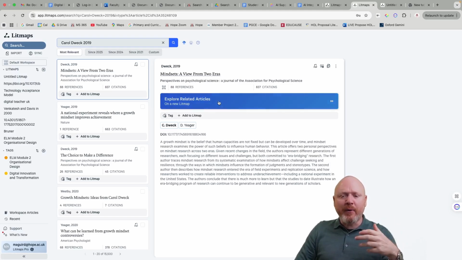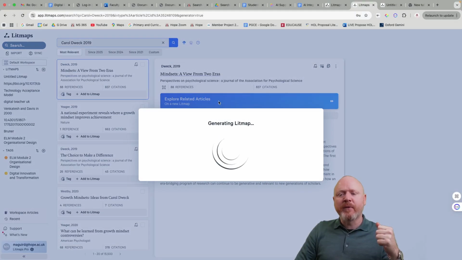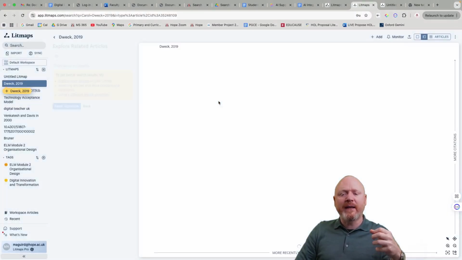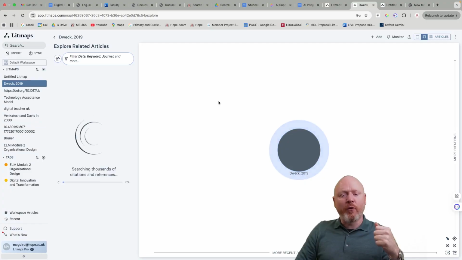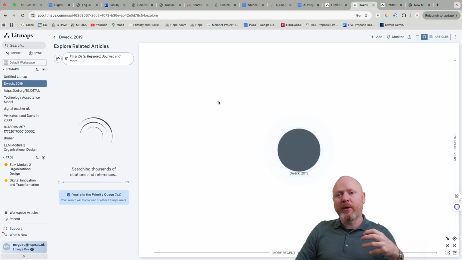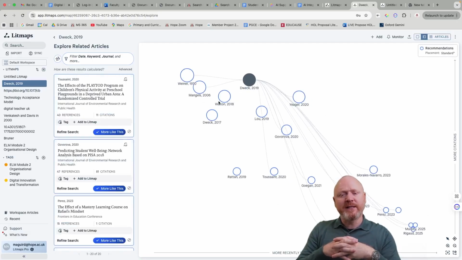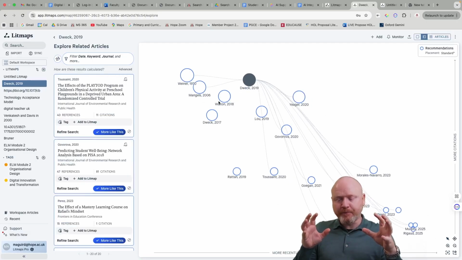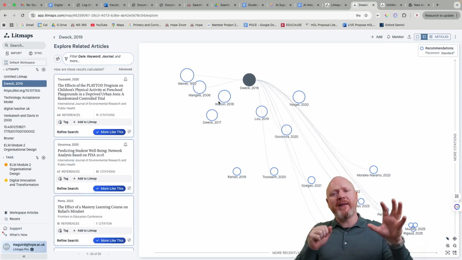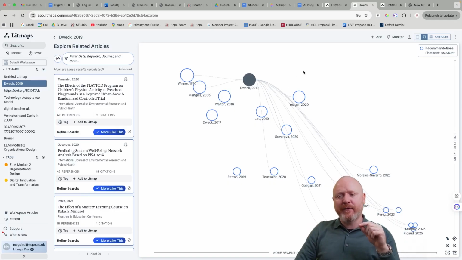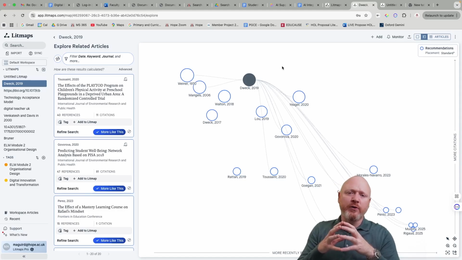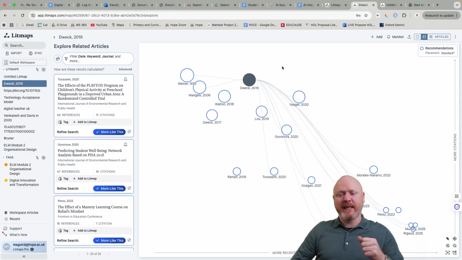The next button I can press is Explore Related Articles. And what this will do now is create and generate the literature map for me based on the paper that Carol Dweck has written and all of those citations. So the artificial intelligence is going out there and finding all of the relevant papers in this area and linking those together. So immediately what I've done here is I've built a map of the other academic writers that I should be referencing in my assignment and looking towards for thinking in this particular area.